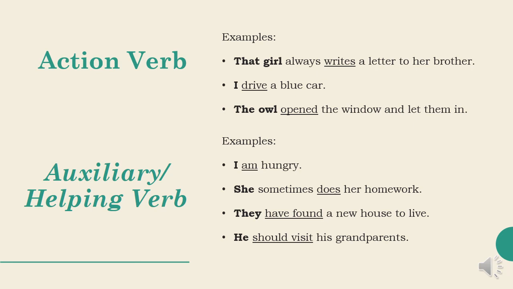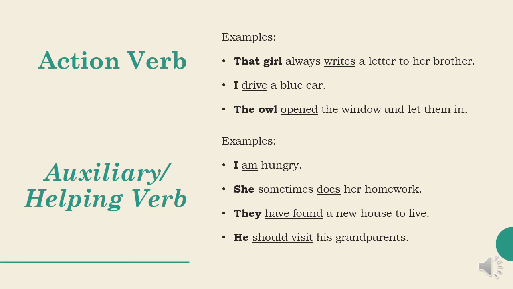I am hungry. Am is the auxiliary verb, while the subject is I. Another example, they have found a new house to live. The auxiliary verb in this sentence is have, which is followed by verb 3. And the subject is they.